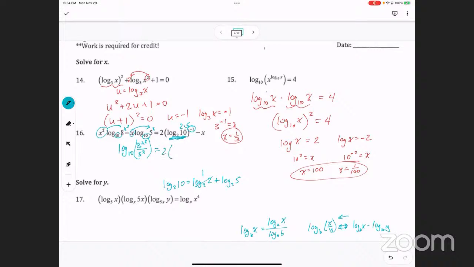So I'm going to actually do that. I'm going to write 2 times the log base 10 of 10 over the log base 10 of 2, and this is to the negative 1, minus x. Okay, now the reason I would want to do that is because what's the log base 10 of 10? What's this equal to?